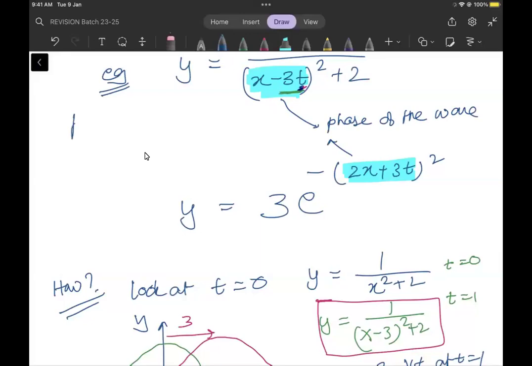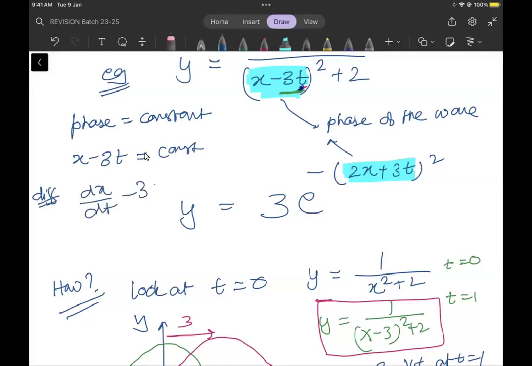Now if you were to take the phase as a constant, which it actually is, the phase of the wave, if it is constant, then I'll get, for the first case, x minus 3t is equal to constant. And if I were to differentiate this with respect to time, then I would get dx by dt minus 3 is equal to 0, which would give me dx by dt is equal to plus 3. This is the velocity of the wave.